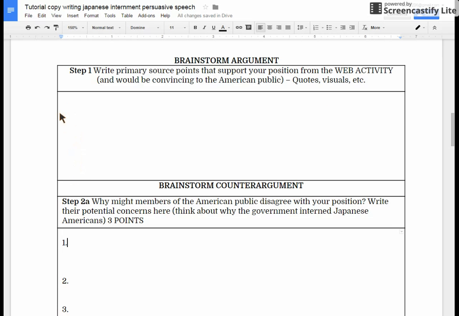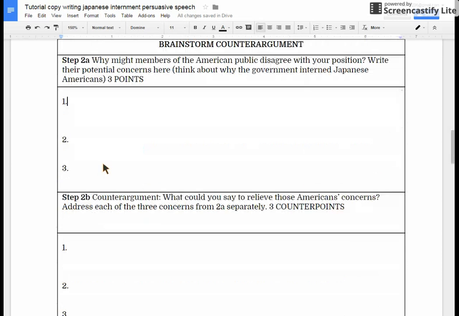What I will say to you is this: they need to be specified in detail. You cannot simply say a random fact like Japanese had to give up their businesses. It's not strong enough. These pieces of evidence are going to serve as what you consider to be the most influential pieces of documentation that you have to prove to the American public and your classmates that your point is correct. Okay, so make sure you put 1, 2, and 3. List them here clearly. You do not need citations because it all comes from the web activity that I already have. Then you'll go on to step 2A and 2B of your graphic organizer.